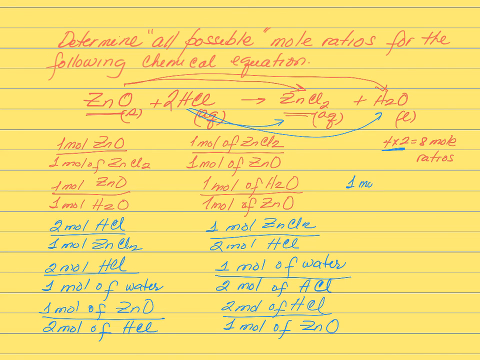Now I'm going to relate the products. 1 mole of zinc chloride will be produced together with 1 mole of water. At the same time, the reciprocal, 1 mole of water with 1 mole of zinc chloride. And I have 1, 2, 3, 4, 5, 6, 7, 8, 9, 10, 11, 12.